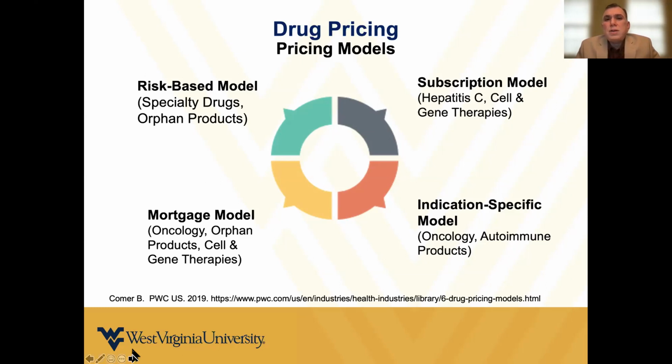The third model is the mortgage model. As we all know, we buy houses and pay a mortgage over 30 years. Similarly, products that don't have any direct competition can enjoy long-term stability in the market and don't get easily switched. Those that don't have direct competition would be new immunotherapy products for oncology, orphan drugs for rare diseases, or even emerging cell and gene therapies. These are good candidates for mortgage models.